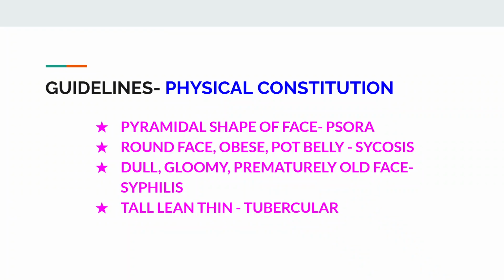Another guideline to understand the miasm is by study of physical constitutions. A pyramidal shape of face is psora. A round face, obese, pot-bellied structure of the patient indicates psychotic miasm. A dull, gloomy, prematurely old face indicates syphilitic miasm, whereas a tall, lean, thin structure indicates tubercular miasm.